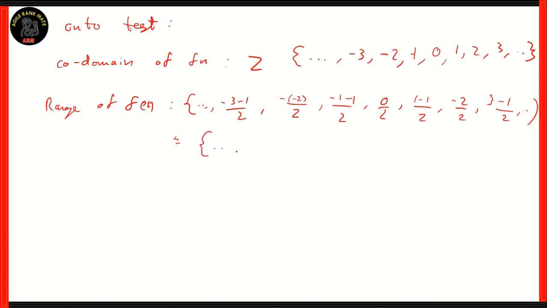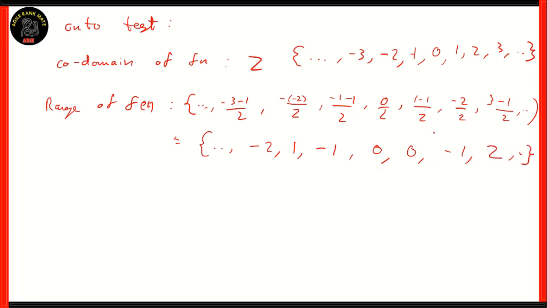So that would give us -2, 1, -1, 0, 0, -1, 2, and so on.